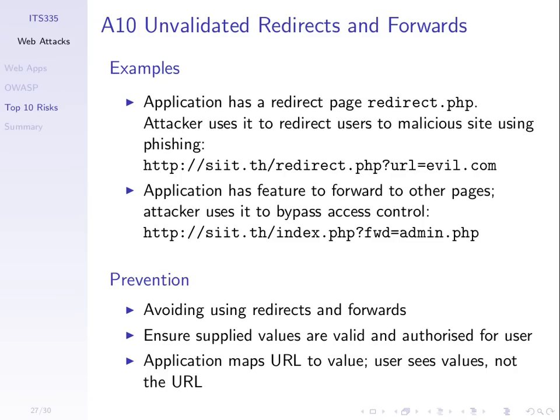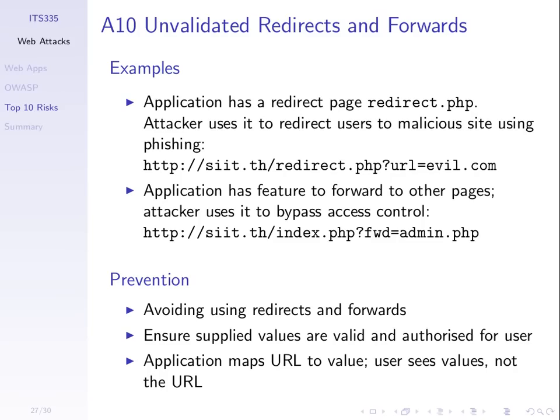Another form of redirection is forwarding. Sometimes websites implement some functionality such that to pass between different pages in the same website, to forward between pages, they also use some code to implement that. So an example is that this website has this index.php which takes a parameter forward, FWD, and that points to another page on this website, say to the admin page. So sometimes that's used rather than absolute links, then a parameterized forward is used. So that's common in some websites.